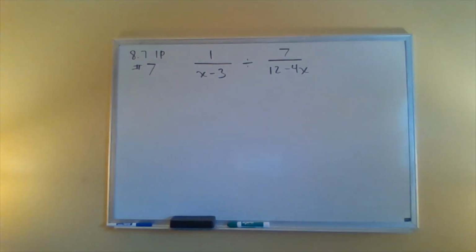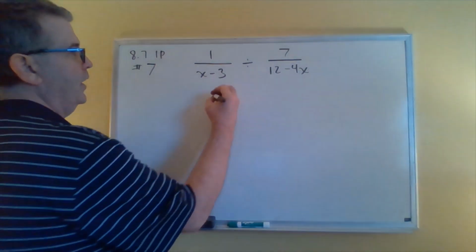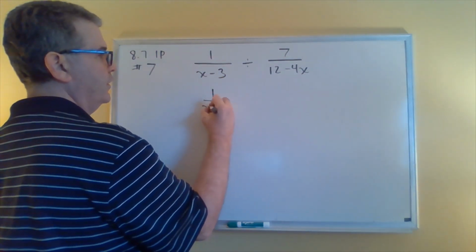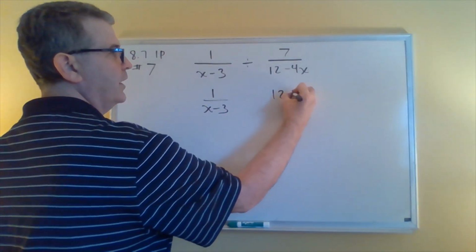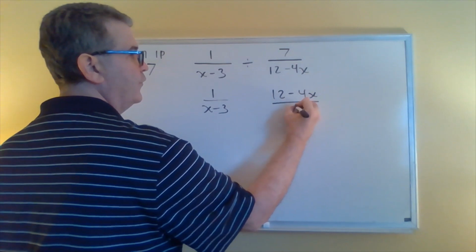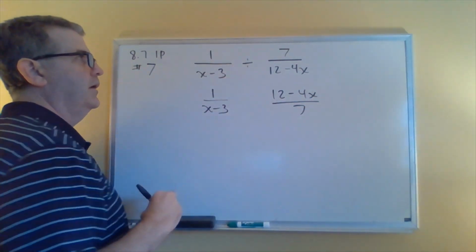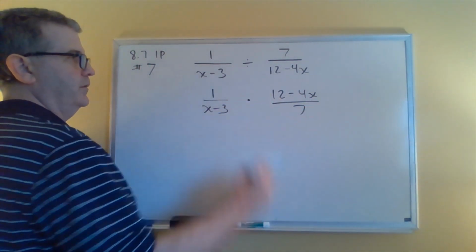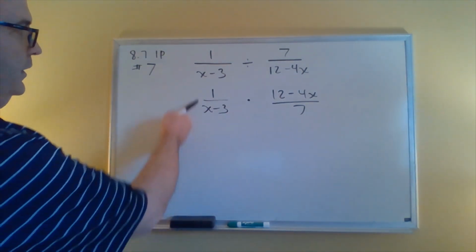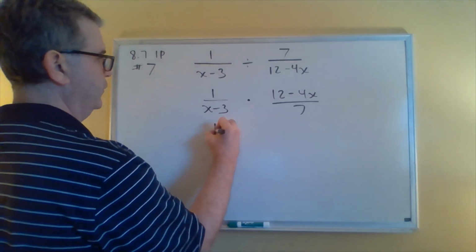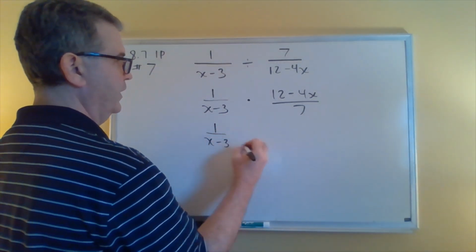Number 7, we have 1 over x minus 3 divided by 7 over 12 minus 4x. So our first step is to rewrite this. We're going to write our first fraction as is. We're going to reciprocate our second fraction, so it becomes 12 minus 4x over 7. And finally, I change my operator from division to multiplication. And now I'm going to factor everything I can. This fraction is fully factored. Nothing I can do there.